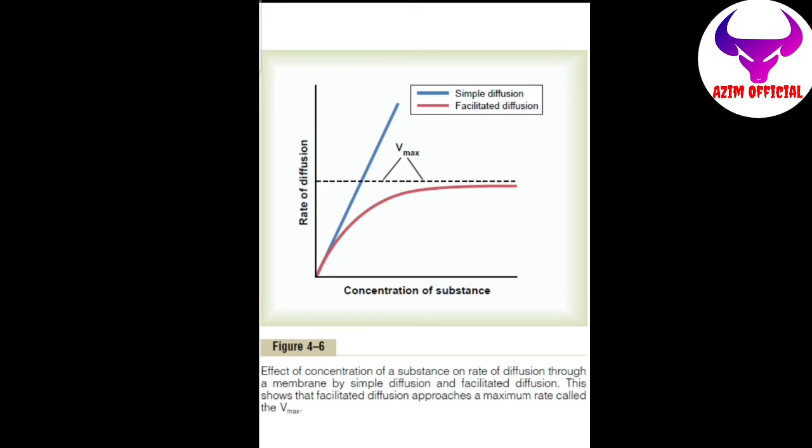You can see the simple diffusion going upwards very quickly. In the case of facilitated diffusion, it goes upwards at a maximum rate, then it goes flat. So that maximum velocity of the facilitated diffusion is called Vmax, the velocity maximum.